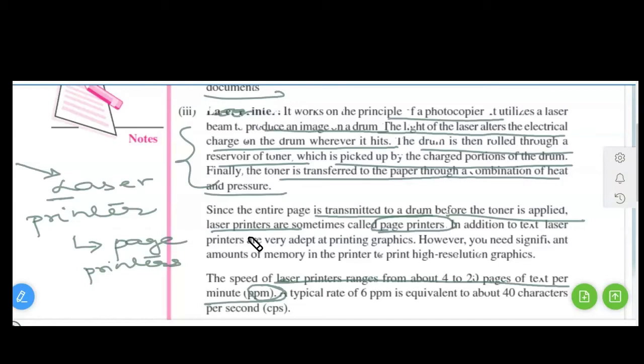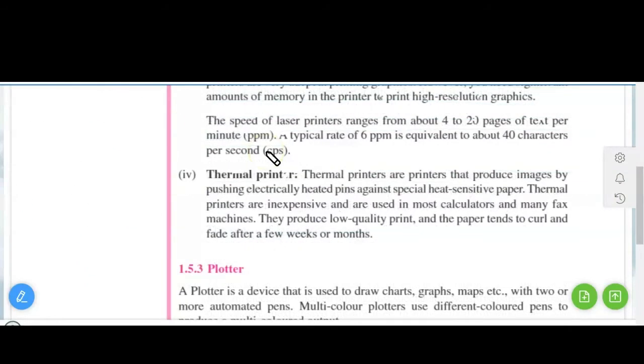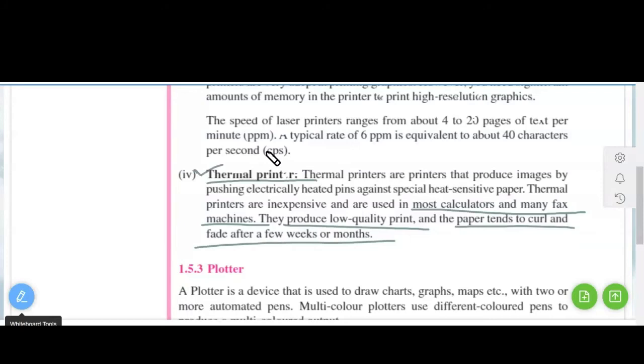If we check the price, laser may be the most expensive one. Thermal printers are basically used in calculators and most fax machines. They usually use low quality print, and the paper tends to curl and fade after a few weeks or months. When you get a bill, you get a printout that fades away after some time. That is given by a thermal printer, and it produces images by pushing electrically heated pins against special heat sensitive paper. This is the way a thermal printer works.